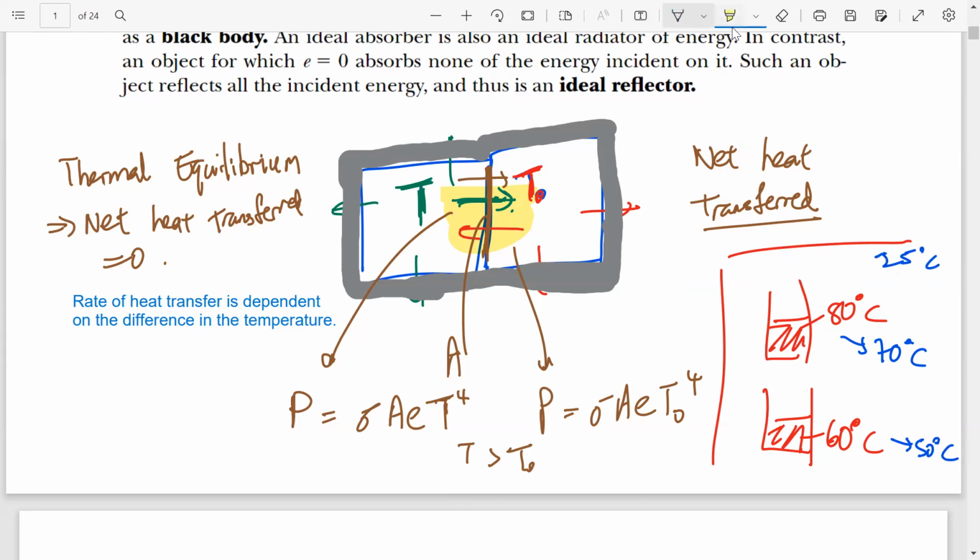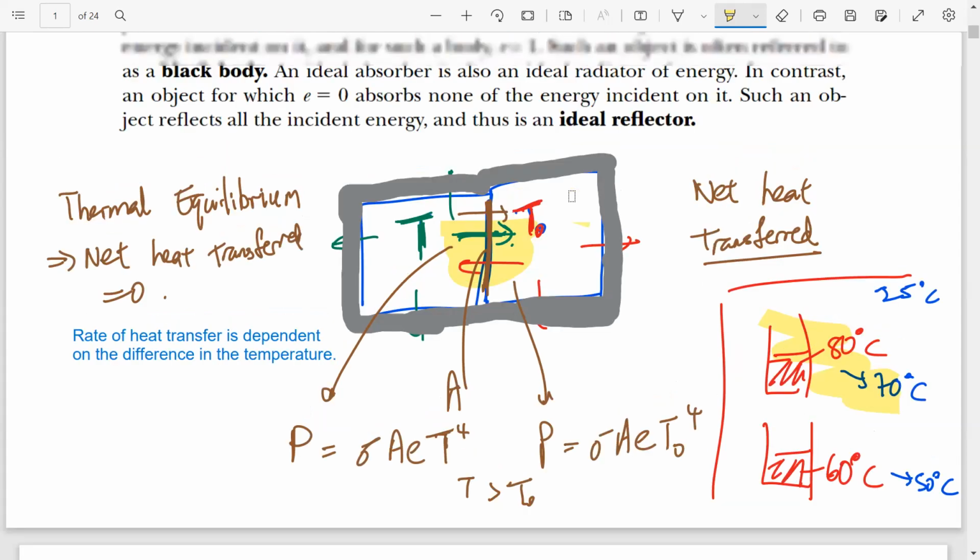This top one here will cool down to 70 faster than the bottom one. Why? Because the temperature difference between 80 and 25 is larger than between 60 and 25. So there's more heat transfer to the surroundings. It loses heat faster, so its temperature goes down faster, assuming that the mass and everything else is the same, except for temperature. The time taken will be shorter, because the rate of heat transfer is larger.